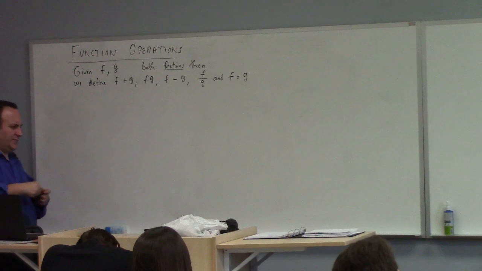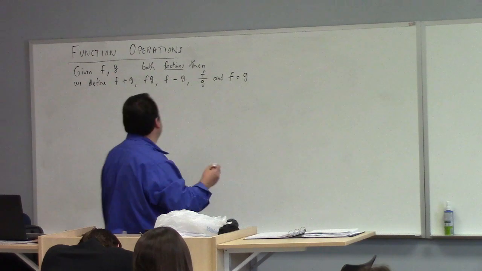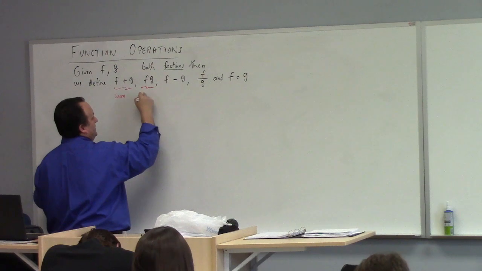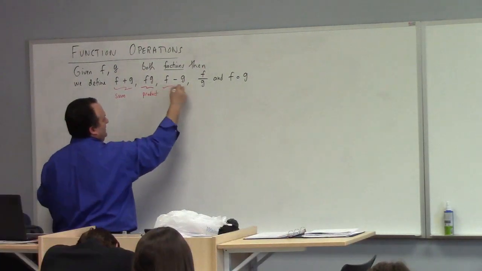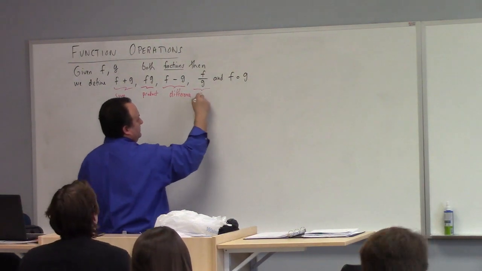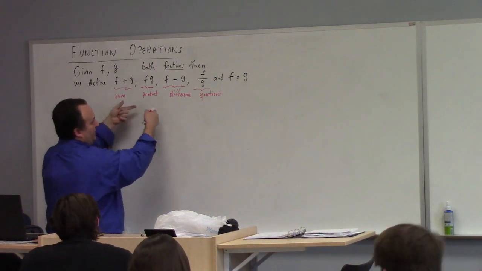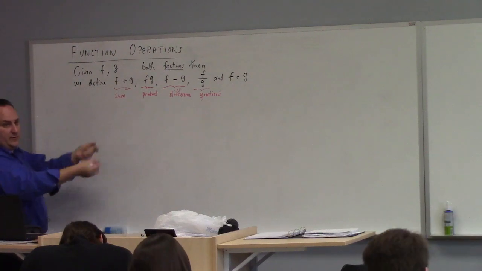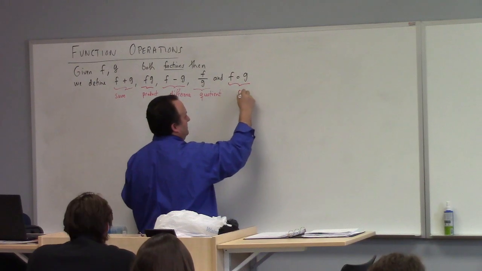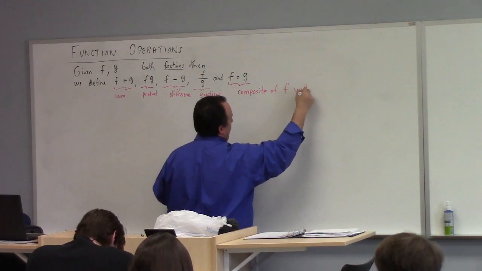Before I even write the formulas, let me give names to these things. So this is the sum. This is the product. This is the difference. This guy is the quotient, or you could say fraction. So the sum of f and g, the product of f and g, the difference of f and g, the quotient of f by g, and then this guy is a little bit different. This is the composite of f with g.